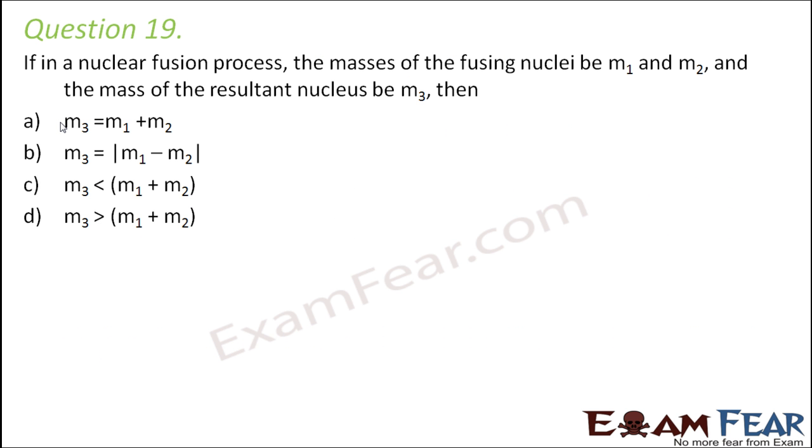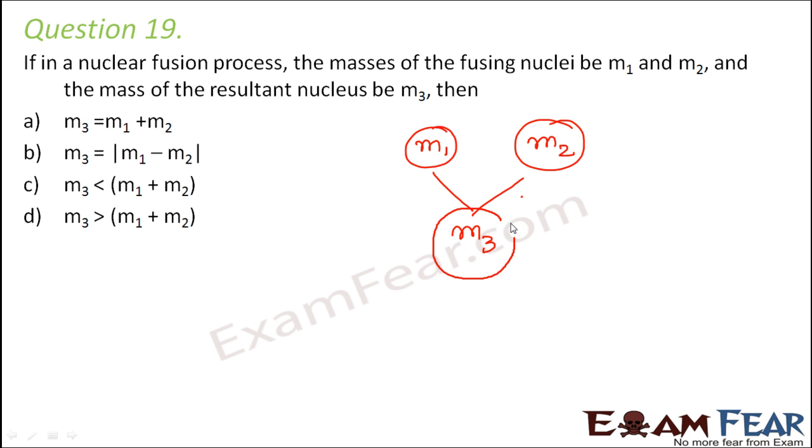Question number 19. If in a nuclear fusion process, the masses of fusing nuclei be M1 and M2 and the mass of the resultant nucleus be M3, then... Let us say that you have two masses M1 and M2 and these two fuse together to form a mass M3. Now ideally M1 plus M2 should be equal to M3. That should be the case ideally, but that doesn't happen.